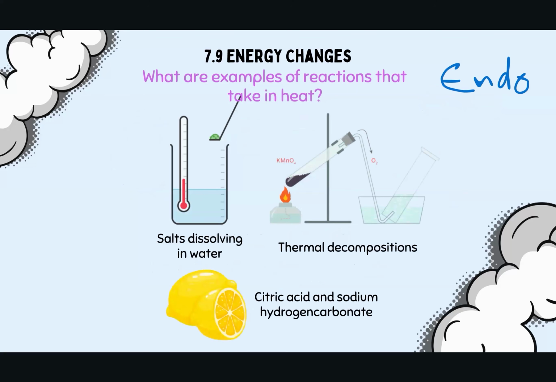So what are examples of reactions that take in heat? Salts dissolving in water, citric acid and sodium hydrogen carbonate. This is thermal decomposition. So that potassium permanganate is being heated up, and because of the heat, it'll break apart into different products, in this case mainly oxygen gas, and then a solid will be left behind.